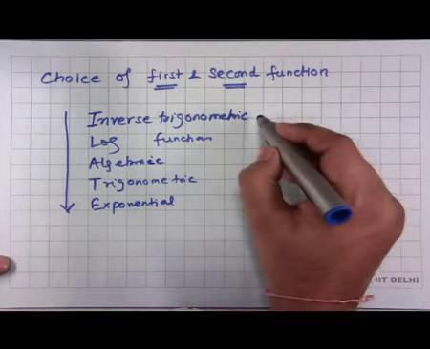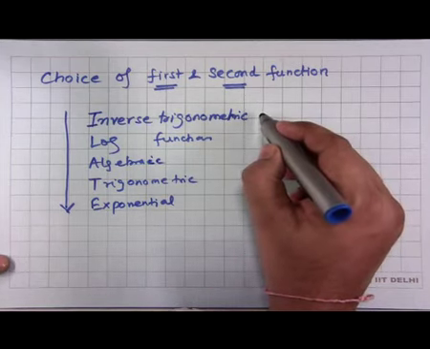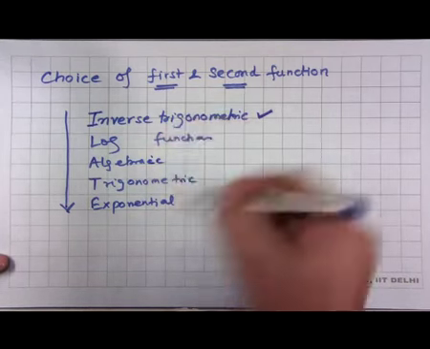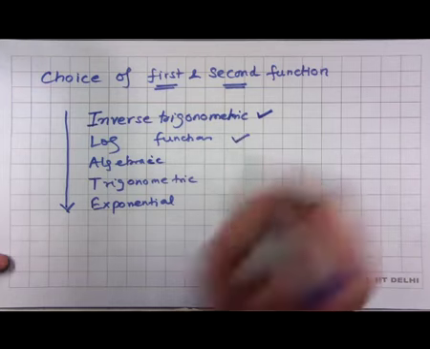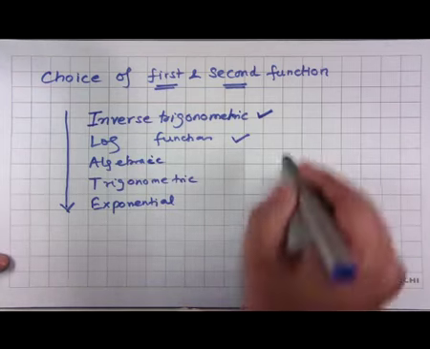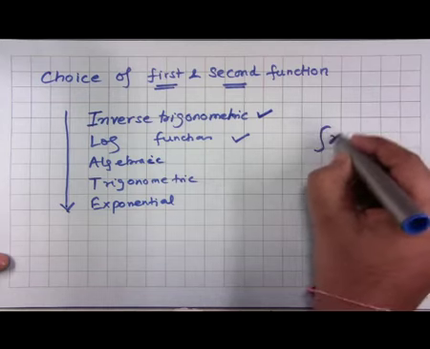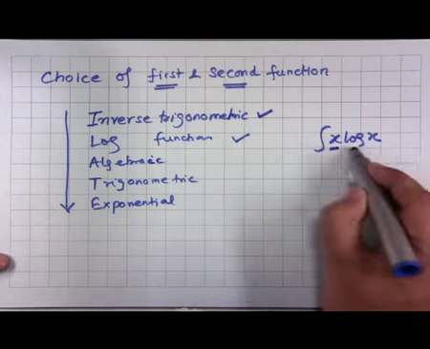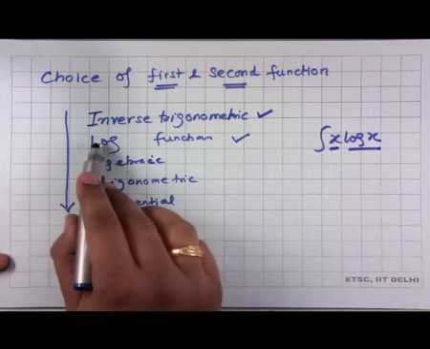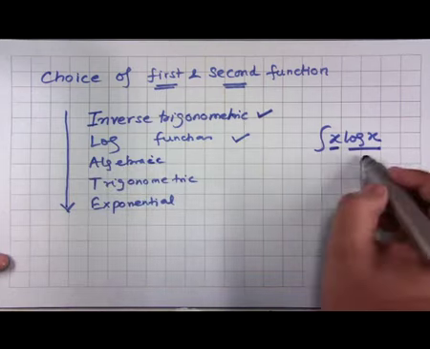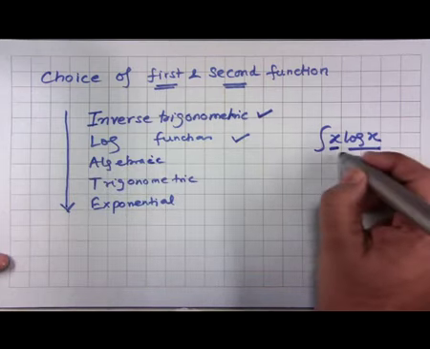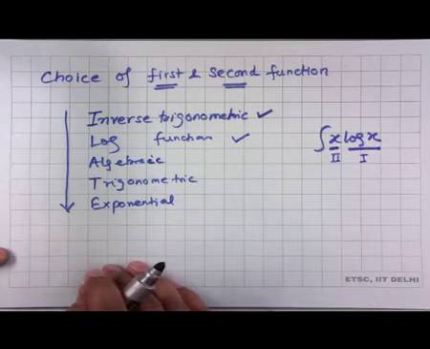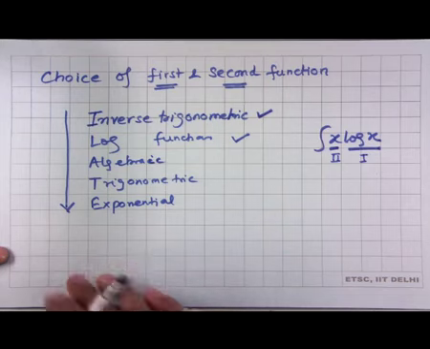order of selection, that you should first try to choose the inverse trigonometric function as the first function if it is present, and then logarithmic as the first function. We have seen the case where we have to integrate x log x. In this case, an algebraic function was present and a logarithmic one was present. According to this order, I should have chosen logarithmic first and then algebraic. You saw that when I solved that example, if I choose this as first function and this as second function, the integral becomes very easy, and we were able to handle it easily.